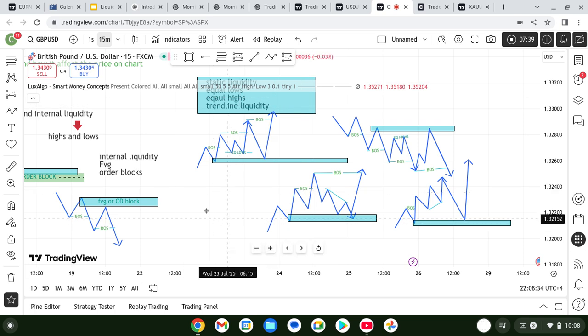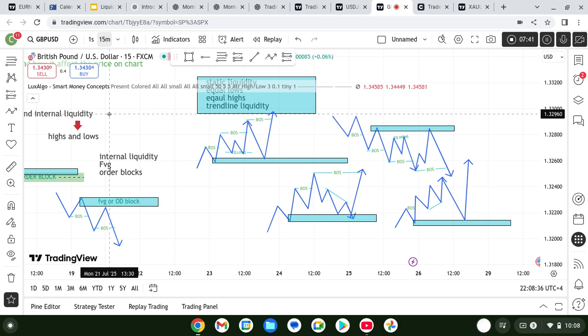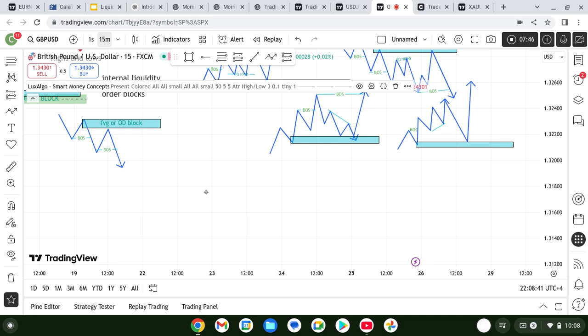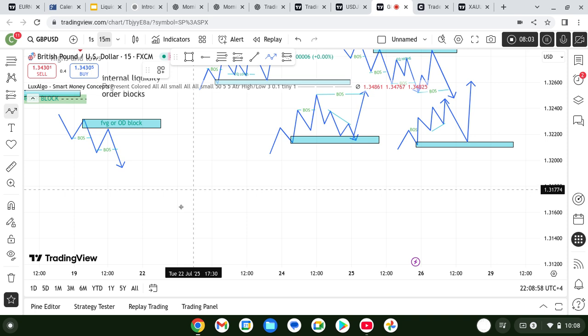Now the remaining one is the liquidity sweep. This liquidity sweep, for me, I use it when the market takes the daily high or daily low. I will show that in the next video.